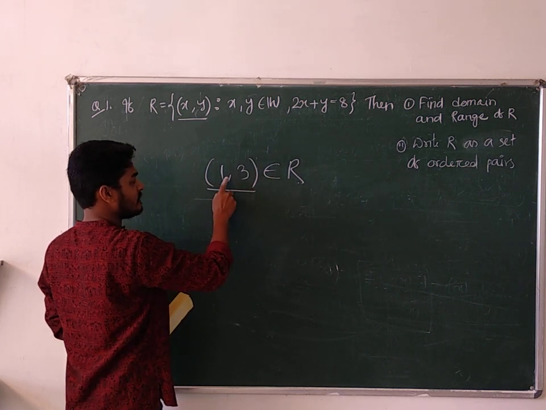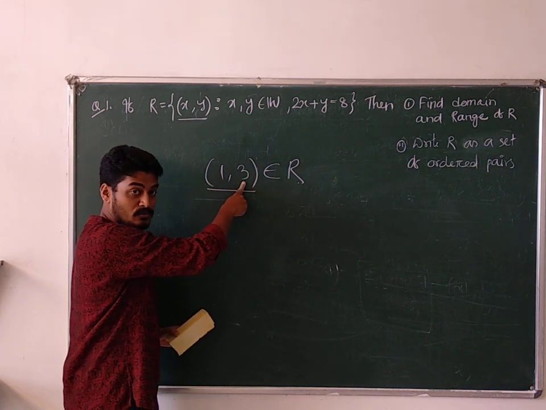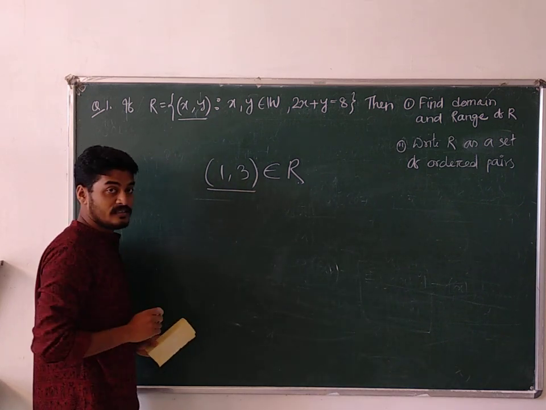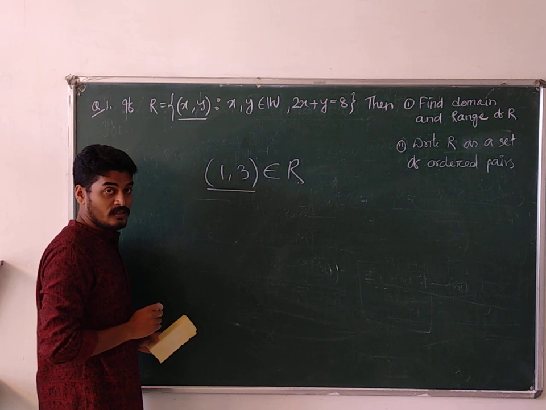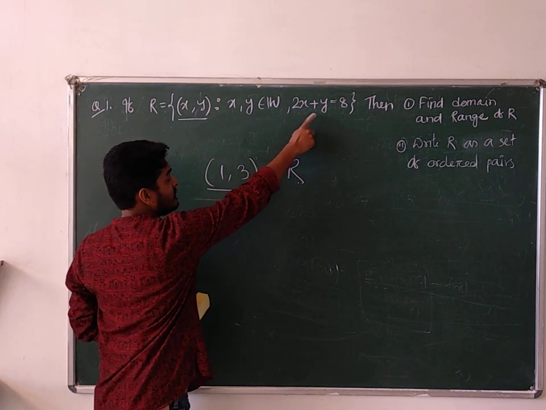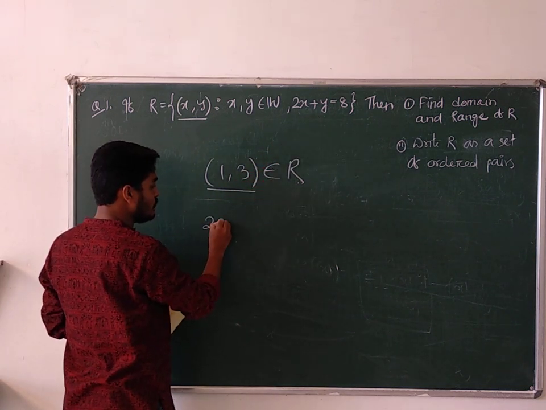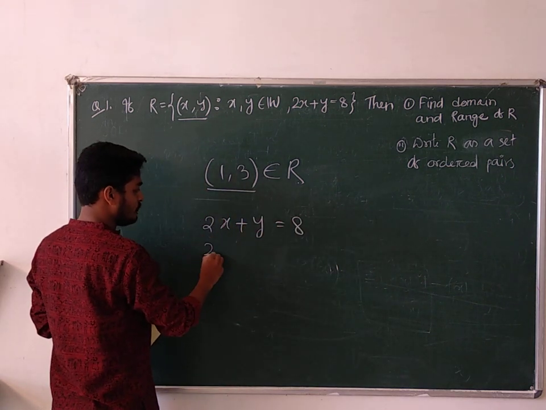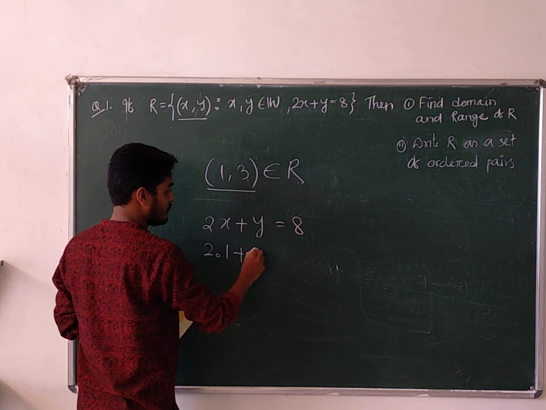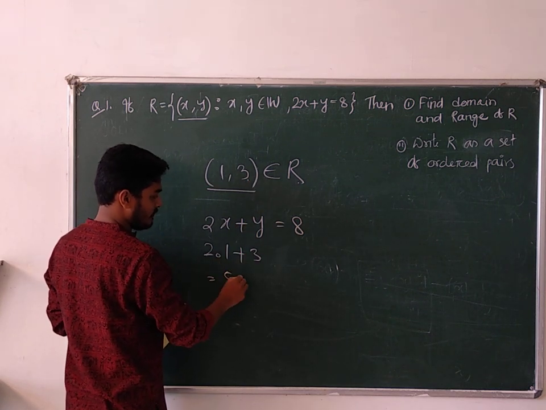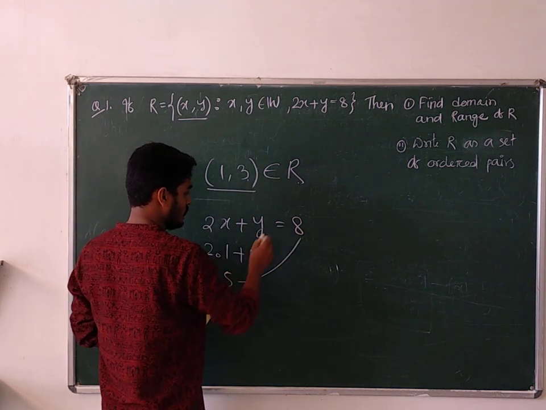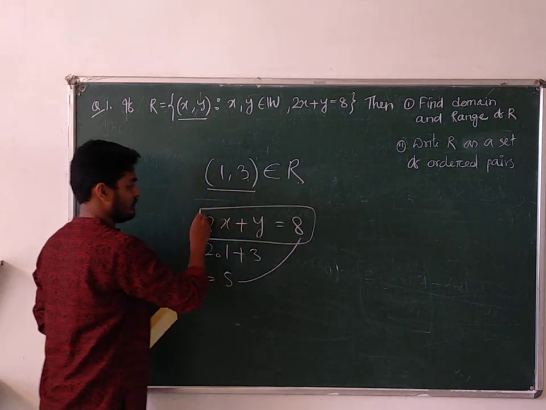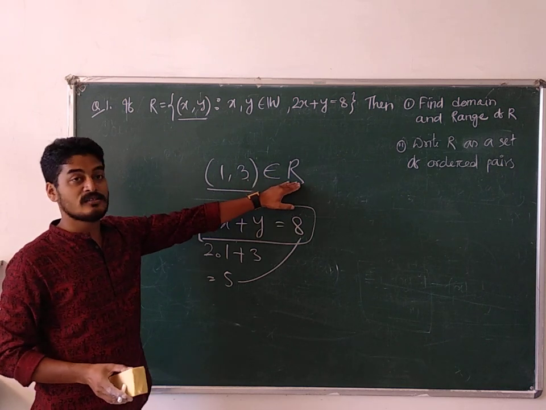First condition: this is the place for x and this is the place for y. x and y both are whole numbers. It's okay, the first condition is satisfied. What is the second condition? The relation between x and y is 2 into x plus y should be equal to 8. What is the value of x here? 1. What is the value of y here? 3. So what is the answer? 5. Is it equal to 8? No. So that's why (1, 3) does not satisfy this condition.